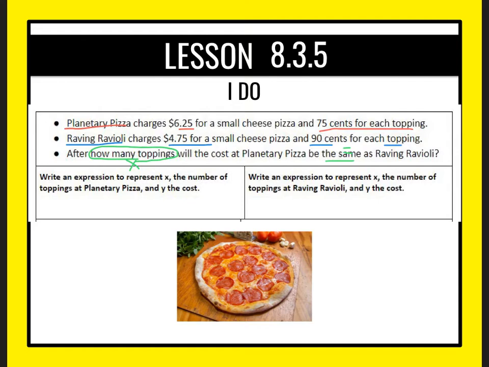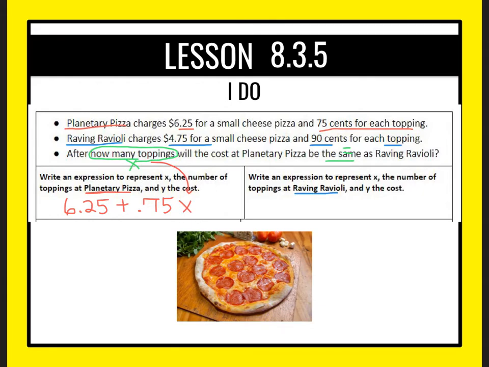Okay, so let's go ahead and start with Planetary Pizza. I need to write an expression that represents the number of toppings to calculate the cost. So I know that if I just want a plain pizza, it's going to cost me $6.25. But if I want to add a topping, it's 75 cents per topping. So therefore, X is representing the number of toppings. So if I get one topping, it's 75 cents. Two toppings, it's an additional 75 cents. So I'm multiplying there.